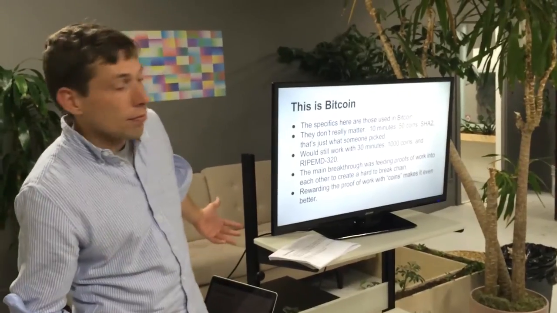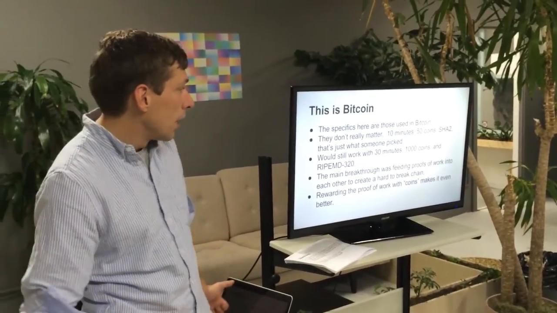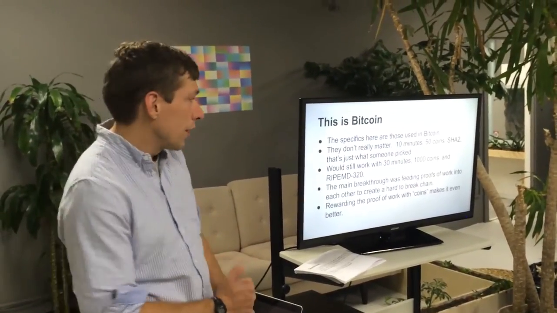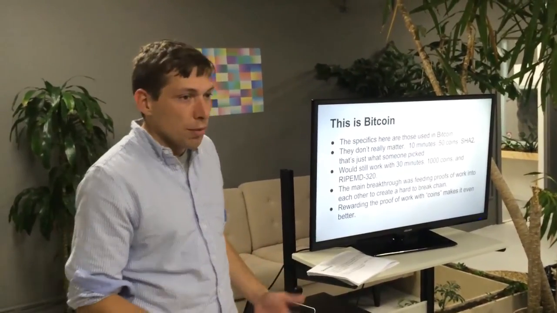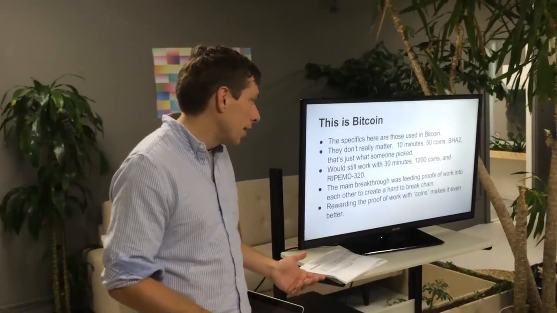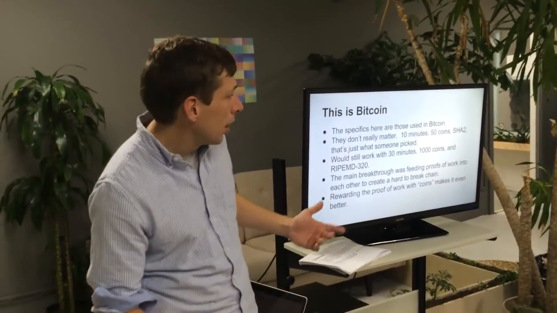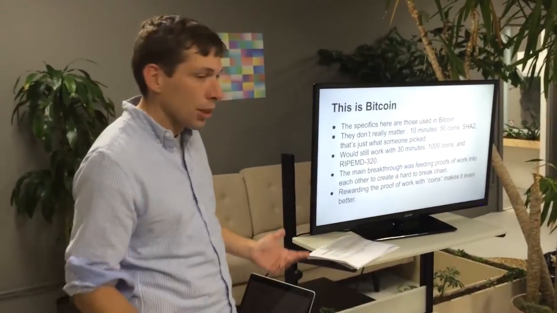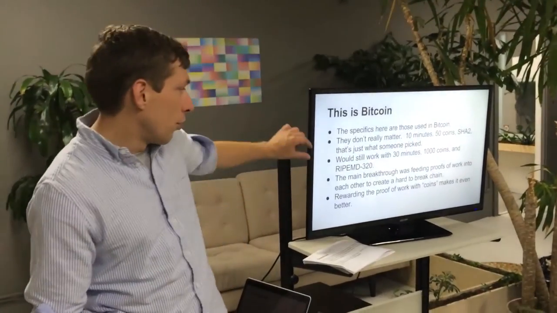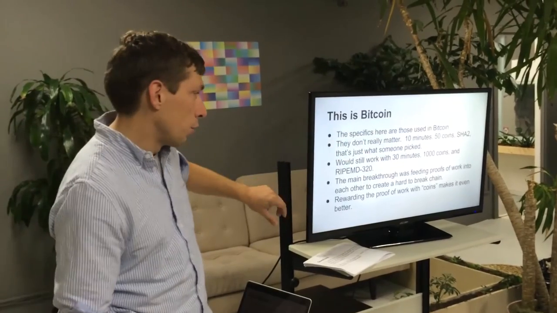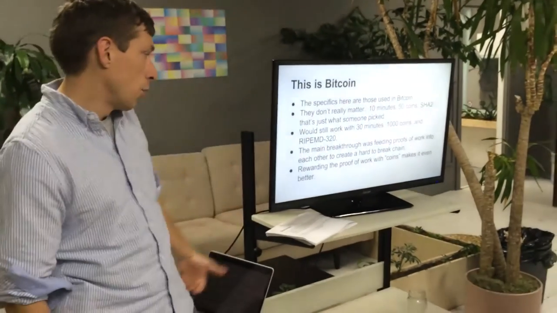And so this is Bitcoin. These are the specifics that I've talked about. The specifics don't really matter. So in this case, it's 10 minutes, 50 coins a block, SHA-2. That's just what some random person or people decided. It would still work if it was 30-minute block time and 1,000 coins a block and you used RIPEMD-320 instead. So the main breakthrough was feeding proofs of work into each other to create this really hard-to-break chain that's sequential.